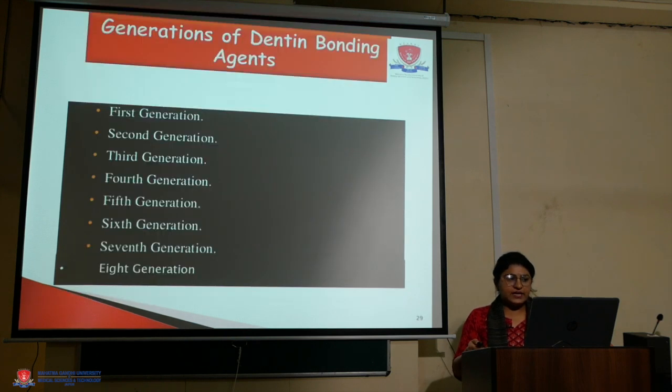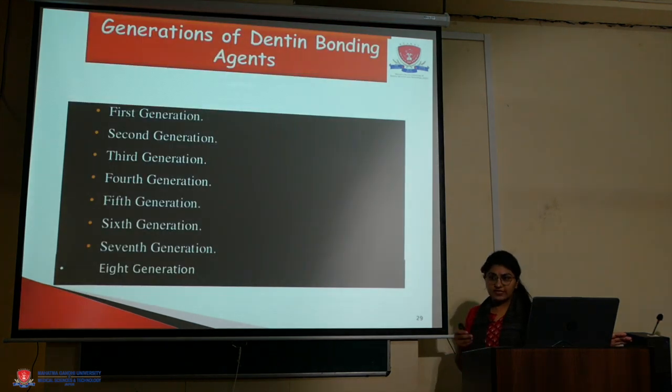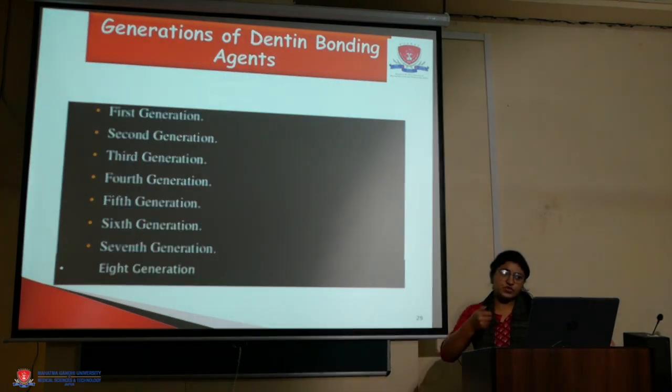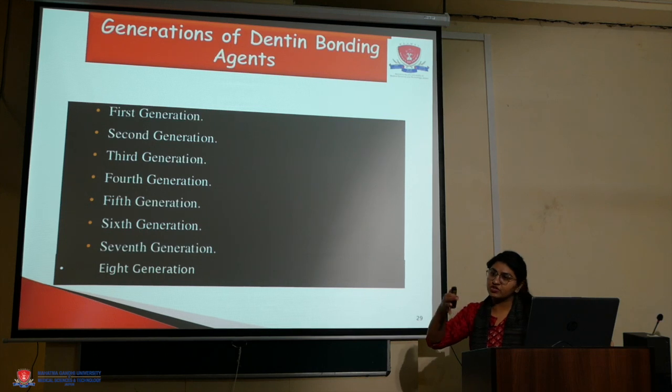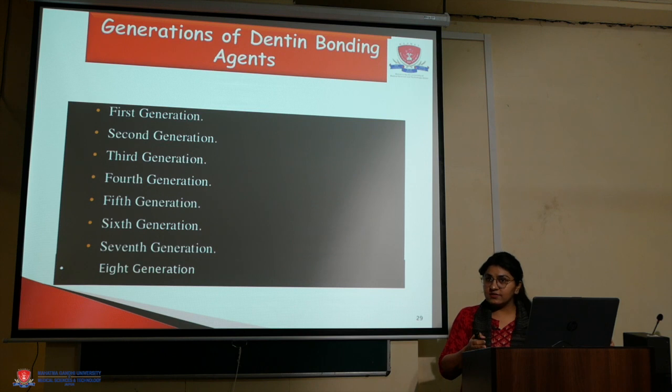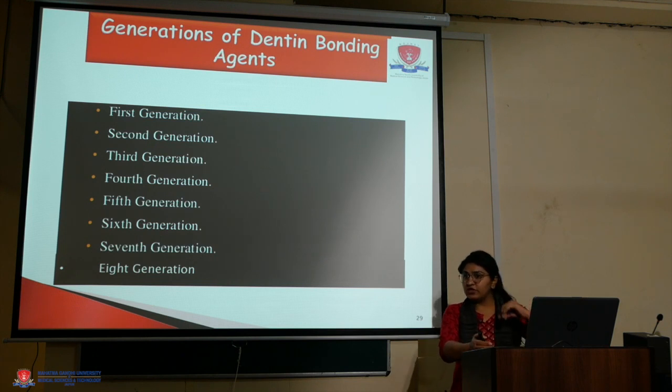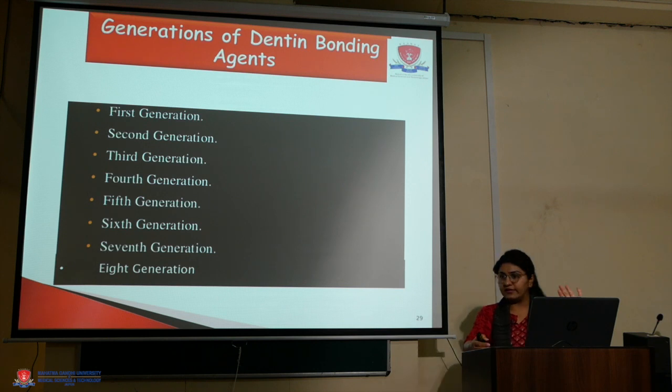So there have been many generations which have come up. There are first generation, second generation, third generation, from first to 8th generation, different generations of dentine bonding agents available in the market, and these dentine bonding agents show different strengths. Some are hydrophilic, some are hydrophobic. So over time the evolution has happened in the content of these dentine bonding agents and how well they can establish the bond with the enamel or the dentine. Basically the dentine bonding agents have evolved through these generations.